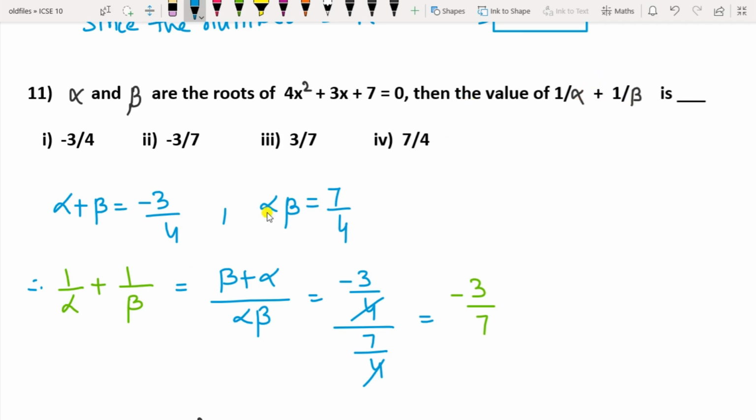So the given expression is 1 upon alpha plus 1 upon beta. Take the LCM, you get beta plus alpha upon alpha beta. So beta plus alpha, substitute the value, this is one and the same thing, that is minus 3 by 4 upon 7 by 4, 4 will get cancelled. So you have the value as minus 3 by 7. So option 2 here is the correct option.